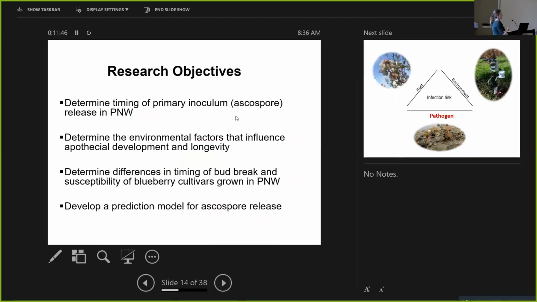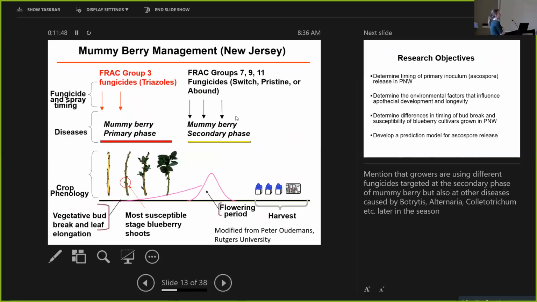Now here is an example of a recommended management from the Eastern United States. So this is a slide by a professor in New Jersey. And I'd just like to go through it a little bit. So here on the top, you see the different fungicide groups that are currently used for management. So for those two phases of the disease cycle, you see that there are different types of fungicides recommended.